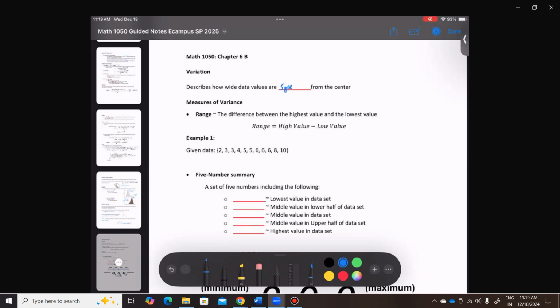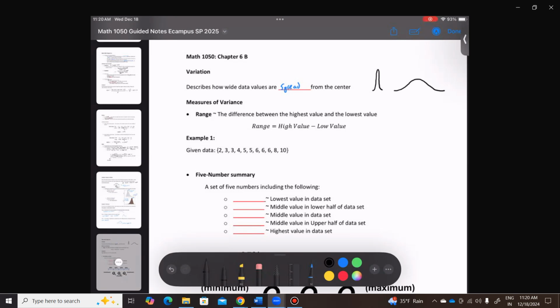So in chapter 6a, we looked at the center, how you measure the center. Now we're looking at how far the data spreads away from the center. You could have something where you have very small spread, or you have something where you have a very large spread. Okay, and so we have certain measures that are used to show this.